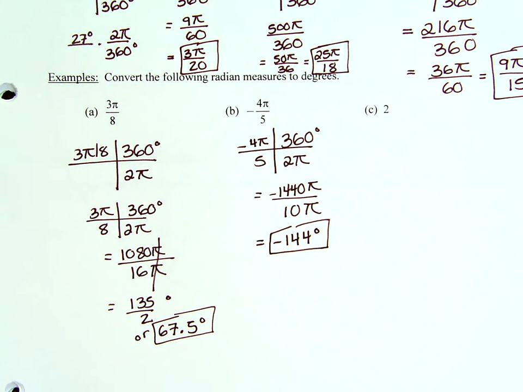And I'm getting negative 144 degrees. And here, don't forget that degree symbol. Without it, it means you're in radians.